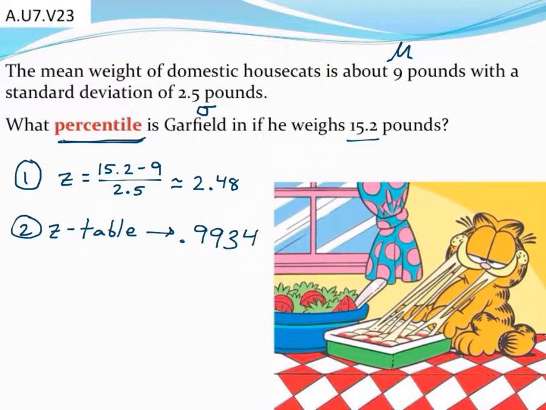0.9934, which if I translate that into a percentage, works out to be 99.34%. Typically percentiles, I suppose, are rounded off to an integer, so I'm just going to say that he's in the 99th percentile, which means 99% of felines are less than his weight, so he is definitely up there.